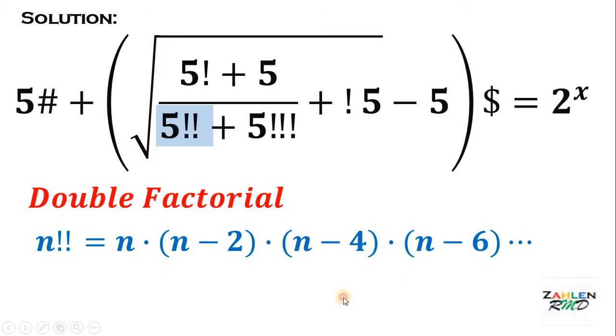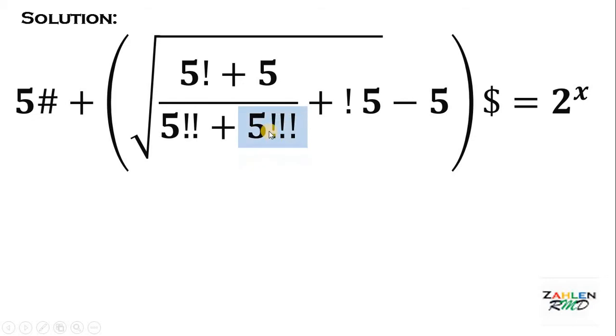Now let's have a quick example. Let's have 5 double factorial. So 5 double factorial is equal to 5 times 5 minus 2, which gives us 3, times 5 minus 4, which gives us 1. So we have 5 times 3 times 1. Or simply, 5 double factorial is equal to 15. Now, let's have the next notation. The next notation is this 5 triple factorial.